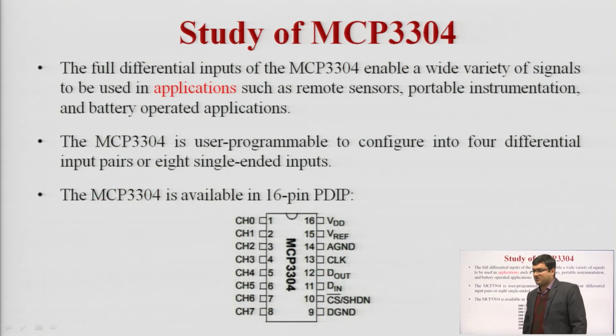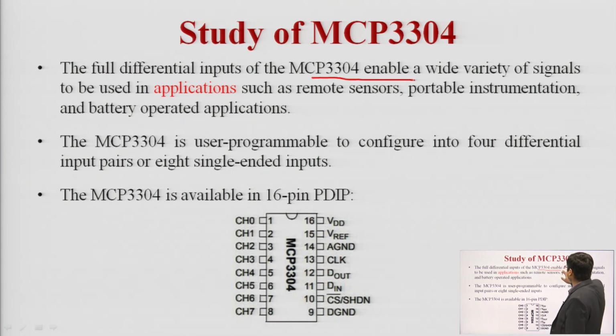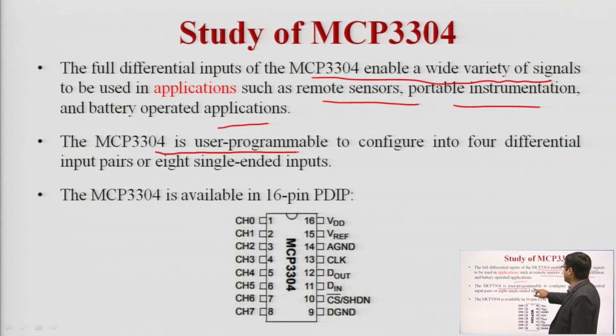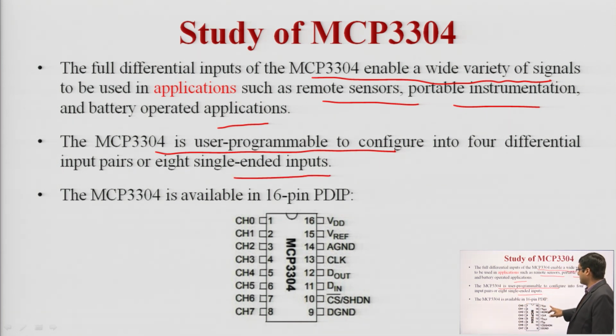Now, let us discuss some more important features of MCP 3304. The full differential inputs of the MCP 3304 enable a wide variety of signals to be used in applications such as remote sensors, portable instrumentation, and battery operated applications. We can use MCP 3304. So, MCP 3304 is basically user programmable. The user can configure it in either ADC mode or DAC mode into 4 differential input pairs and 8 single ended inputs. MCP 3304 is basically available in a 16-pin PDIP package.